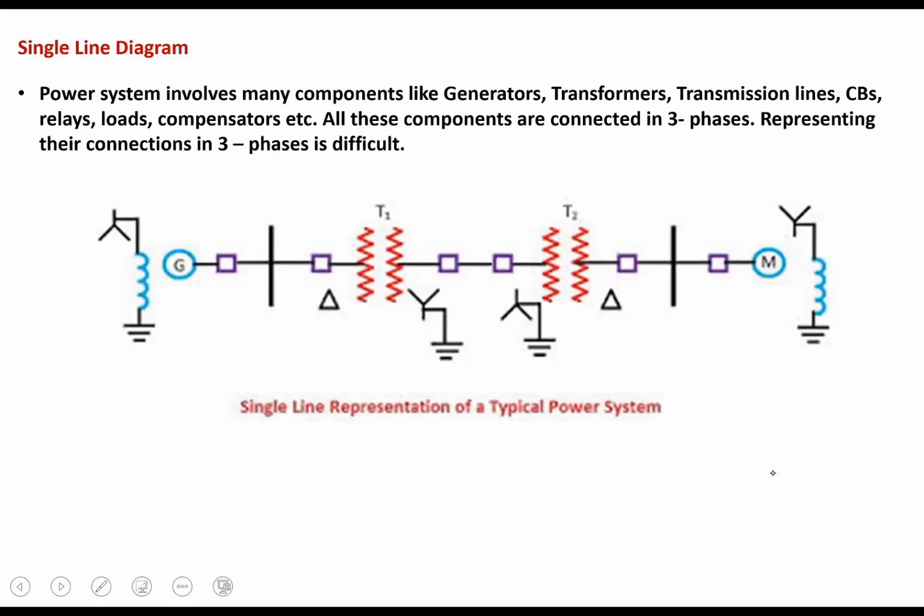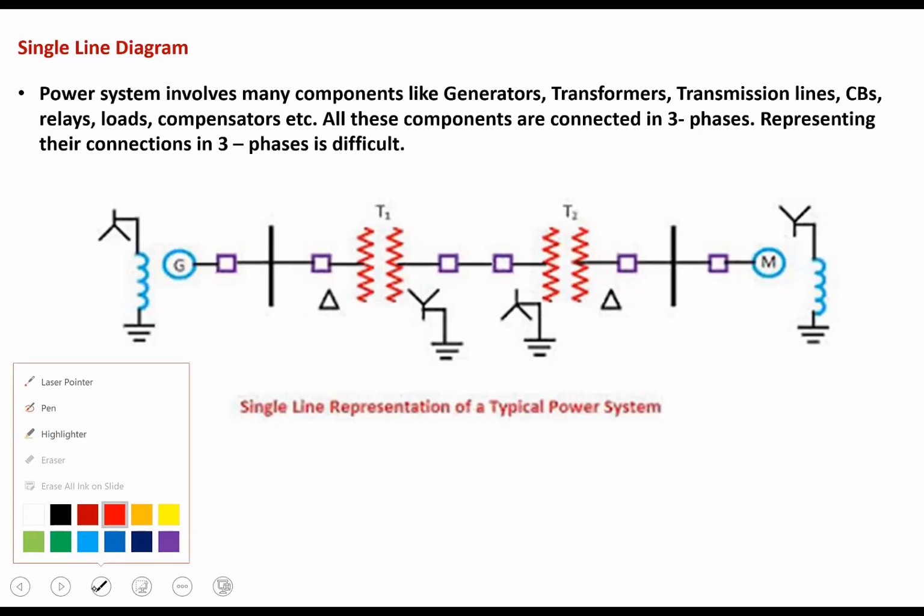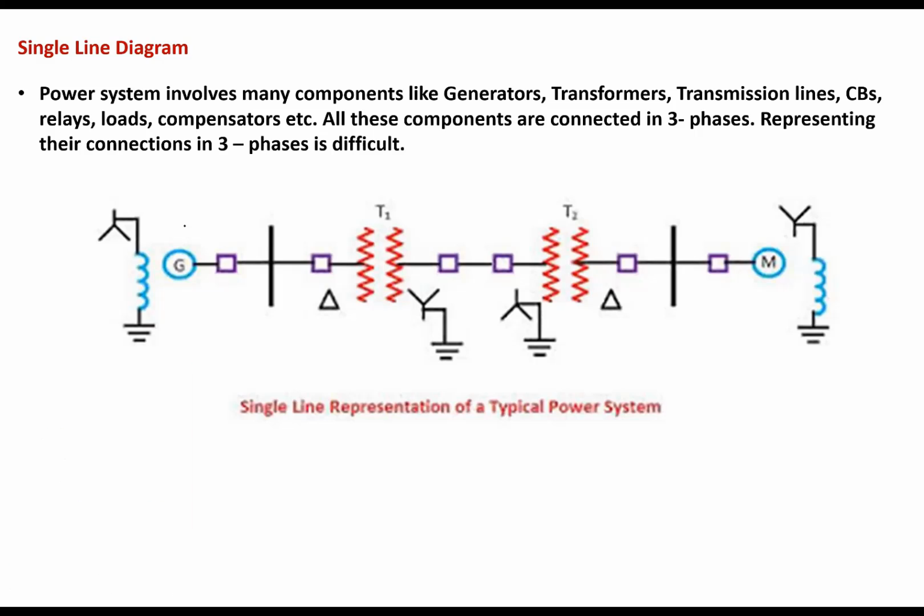So here is an example of a single line diagram. Here you can see the generator G is a three-phase generator which is star connected. Adjacent to this, the connection is also mentioned. It is star connected. The neutral point is grounded through some inductor. Okay. Next, this is a generator bus bar.